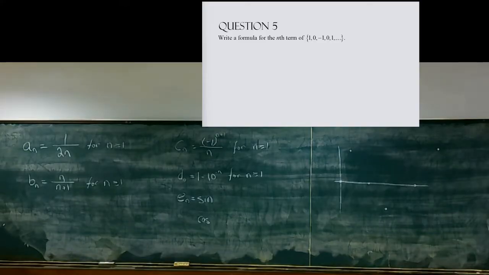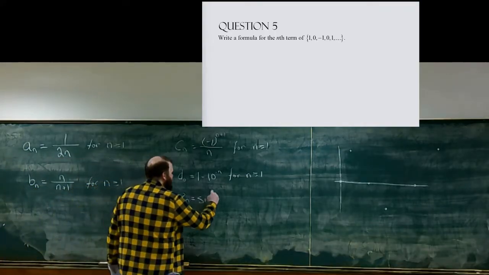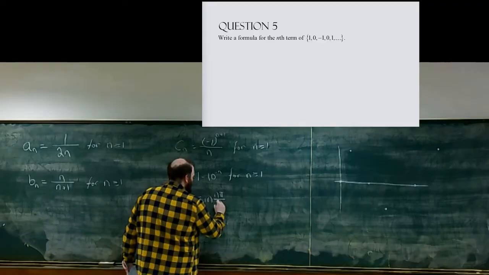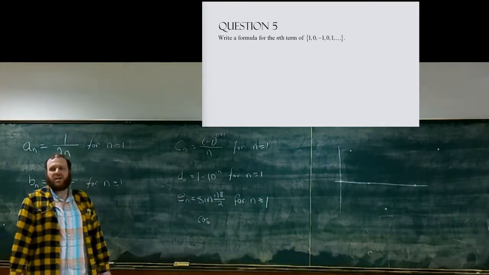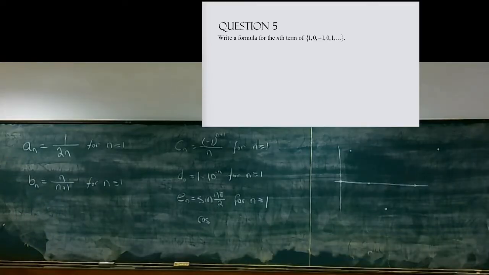-pi/2? Or no? Again, technically yes, but that comes before pi. So 3 pi over 2? Then 0 at 2 pi. What do you notice about all of those? They're multiples of pi over 2. So sine of n pi over 2.